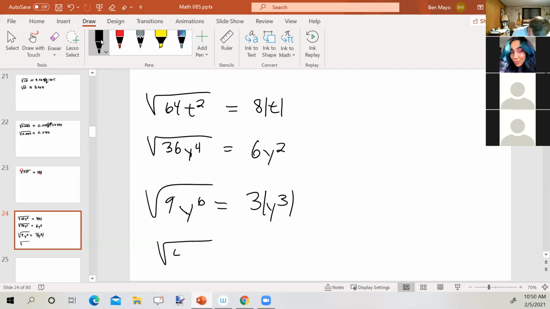Square root of 4 n to the 8th power. All right. What's the square root of 4? Two. Good. What's the square root of n to the 8th power?